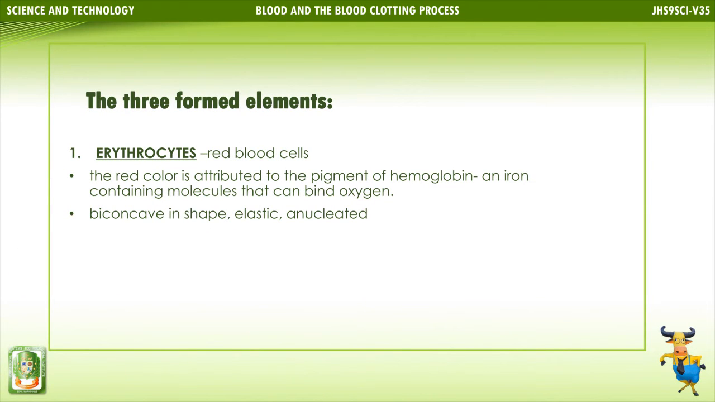Erythrocytes. Erythrocytes are the red blood cells. The red color is attributed to the pigment hemoglobin, an iron-containing molecule that can bind with oxygen. This is the reason why red blood cells can transport gases through the body. Red blood cells are biconcave in shape, elastic, and unnucleated.